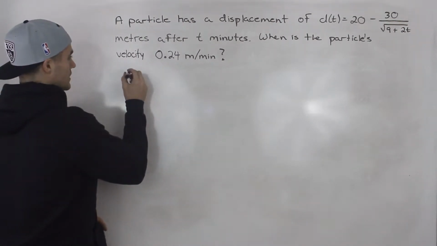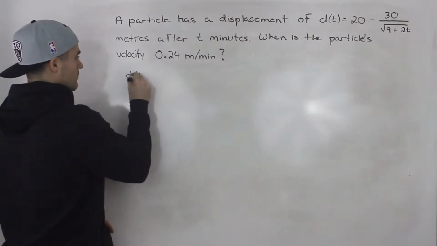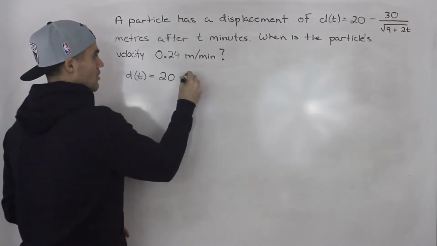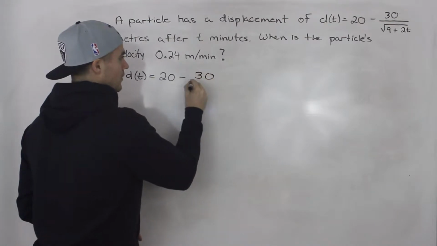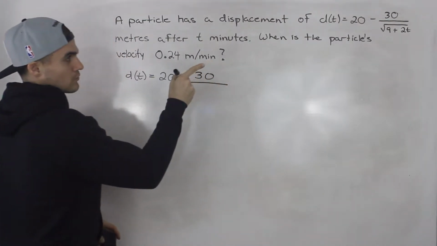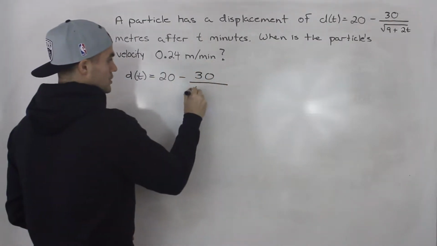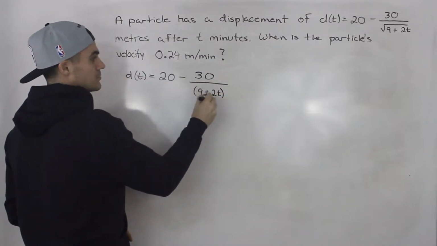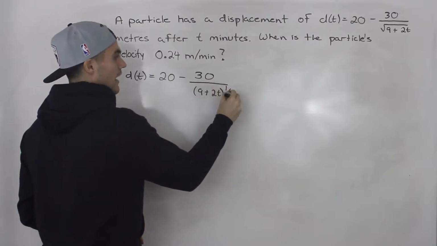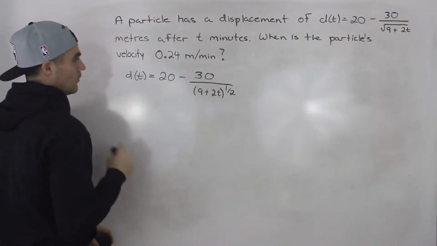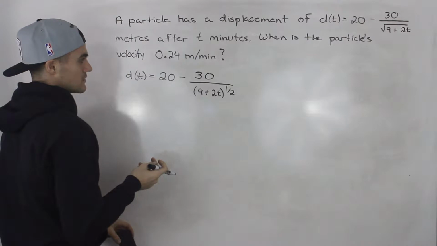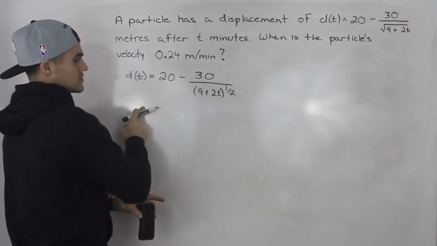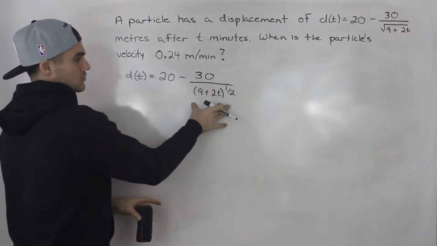So I'm going to rewrite the displacement function we were given. We got 20 minus 30. However, instead of writing the square root of 9 plus 2t, I'm going to change it to a rational exponent. So I'm going to write that as (9 + 2t) to the power of a half. You can take the derivative from here, by the way. The 20 is just going to be 0, then you can apply the quotient rule here.